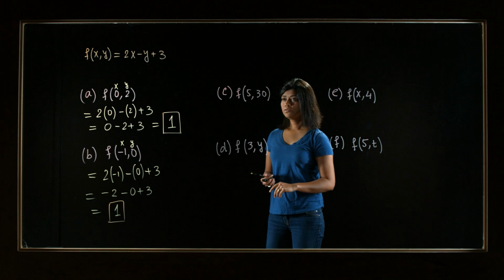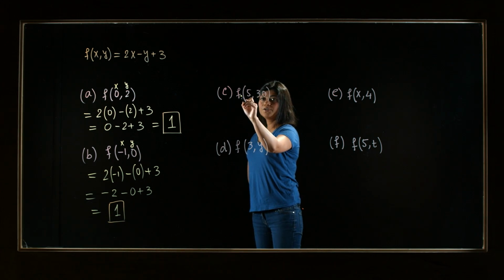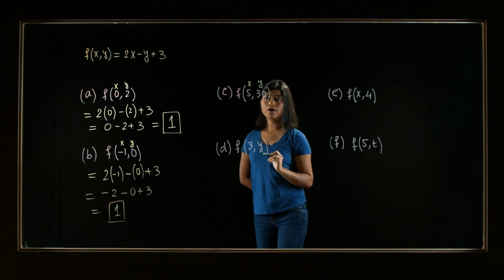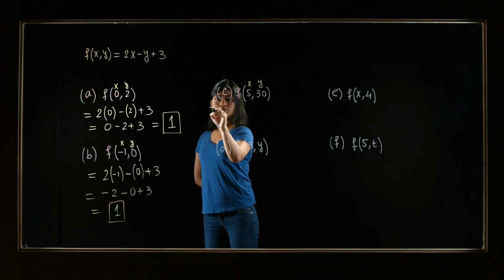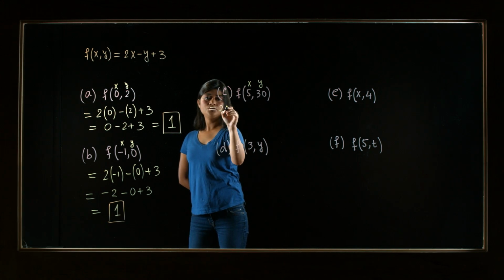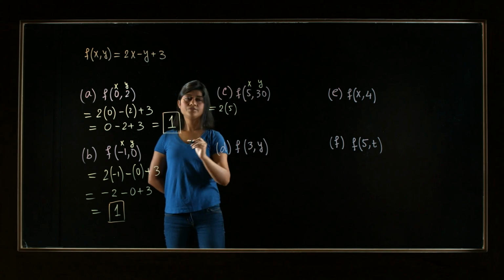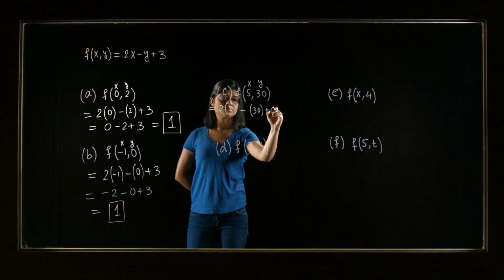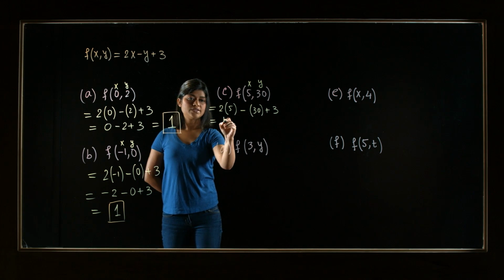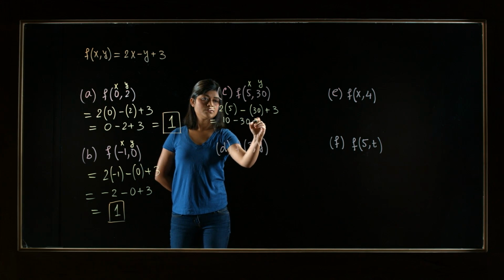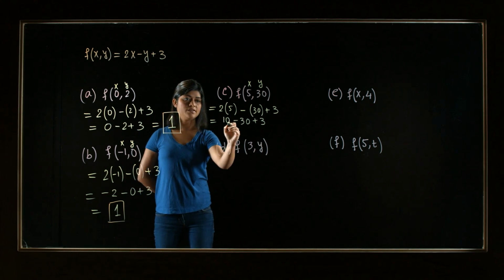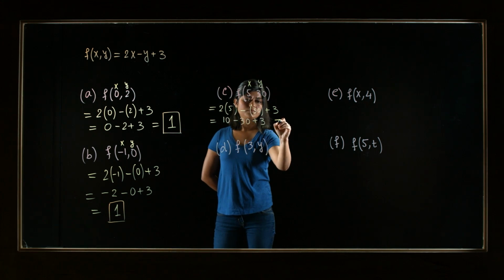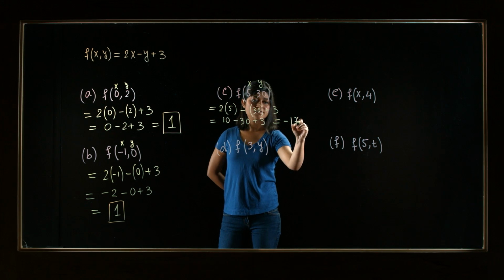Okay, let's go to the third value here. Now, you have to figure out f of 5, 30. So, 5 is x, 30 is y. Okay. Take our expression, 2 times x, which is 5, minus y, which is 30, plus 3. So, this is 10 minus 30 plus 3. So, 10 minus 30, that's minus 20. Minus 20 plus 3 is minus 17.